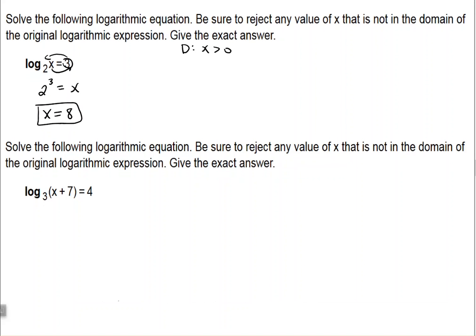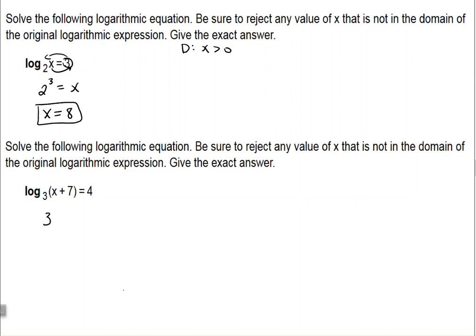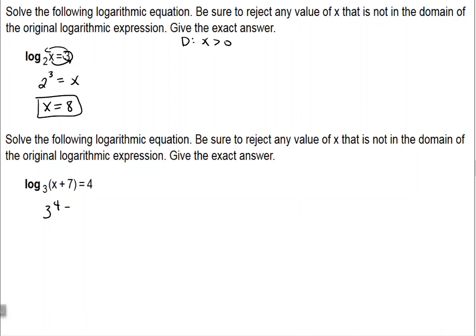So base 3 to the power of 4 equals x plus 7. I'm just going to flip-flop sides there. 3 to the fourth power, 3 times 3 times 3 times 3, is 81. And then subtract 7 from each side.